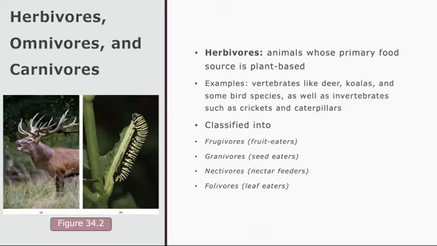And these are further classified into these 4 different categories: frugivores, that are fruit eaters, granivores, that are seed eaters, nectivores, that are nectar feeders, and folivores, that are leaf eaters.